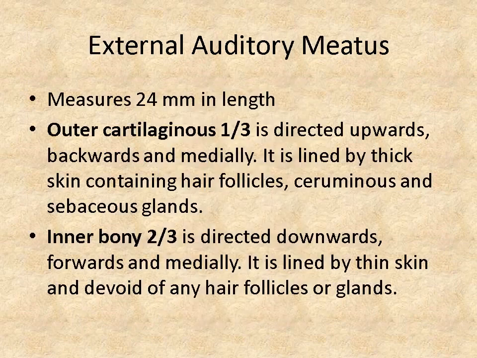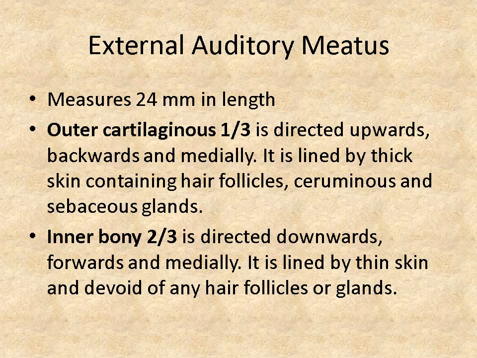The external auditory meatus, or the external auditory canal, extends between the auricle and the tympanic membrane, and it measures 24 mm in length. It's divided into two parts, the outer 1/3 and the inner 2/3. What are the differences between the two parts? The outer 1/3 is cartilaginous, whereas the inner 2/3 is bony in nature.